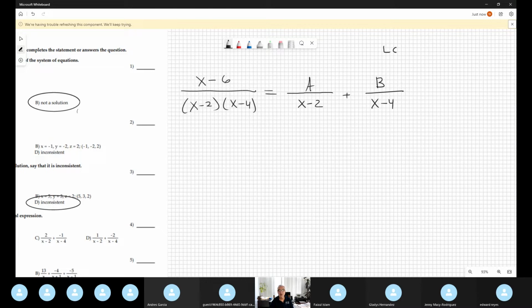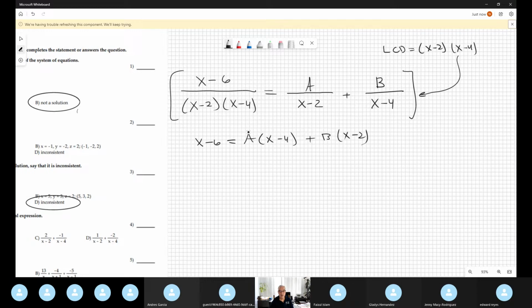It's obvious that the least common denominator is (x minus 2)(x minus 4). When you multiply this entire expression by the LCD, stay alive, x minus 6 equals a times (x minus 4) plus b times (x minus 2). Everyone follow me?